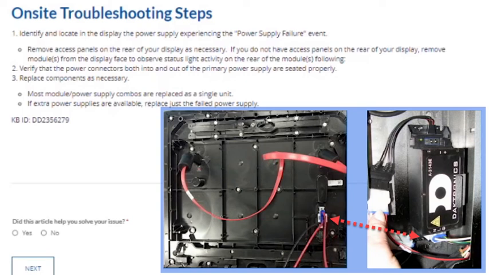Next, verify the power connectors both into and out of the primary power supply are seated properly. Then replace any components as necessary. Note that most module power supply combos are replaced as a single unit. If extra power supplies are available, replace just the failed power supply.